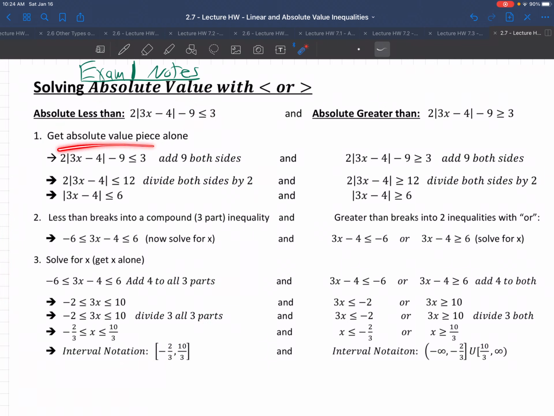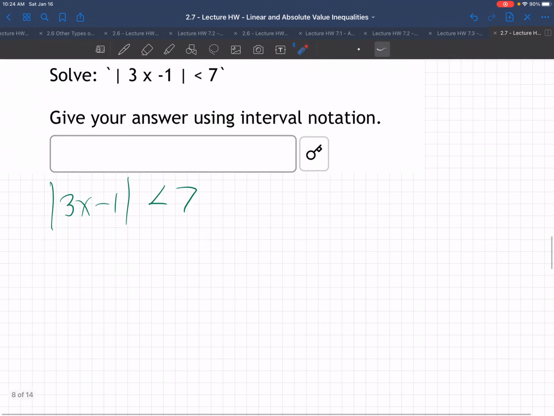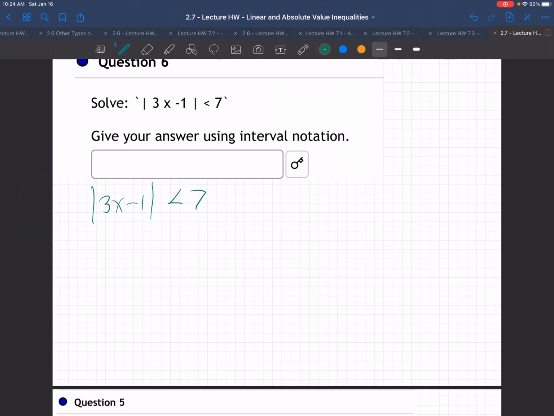So what do we do? First off, you get the absolute value piece alone. Then it breaks into a three-parter, and then you solve for x. Okay, so let's do it. Let's get it alone. Well, it already is alone. So step 1, get absolute values alone. Meaning, if there was a number out here or a +4 there, we'd have to get rid of that stuff. But we don't have anything on this one. It already is alone. So done.